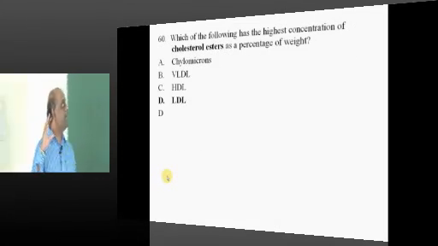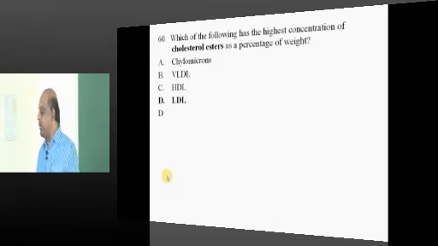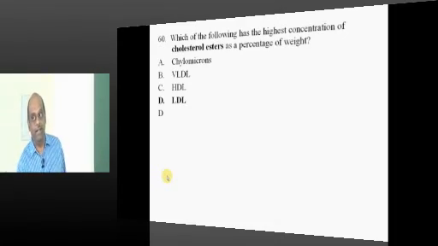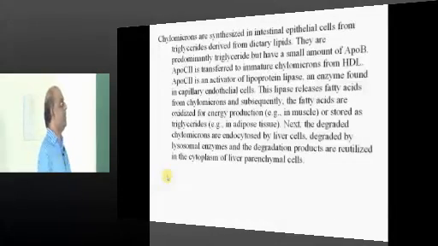Now cholesterol esters are predominantly located in the LDL, and where is triglyceride predominantly present? VLDL is what you are going to answer.